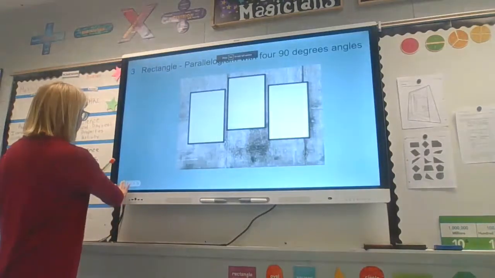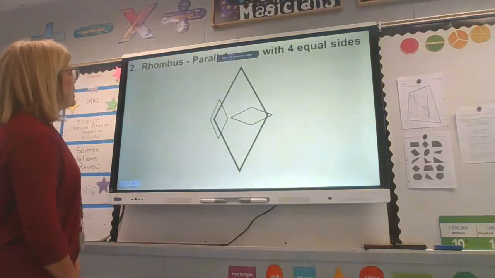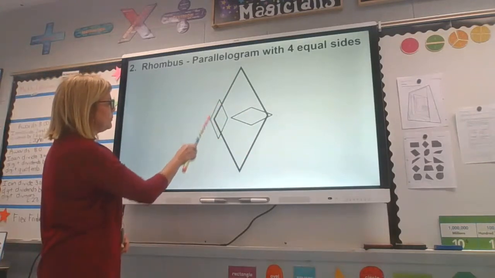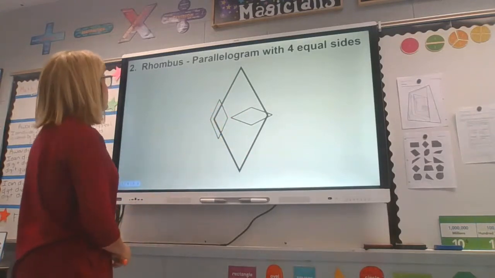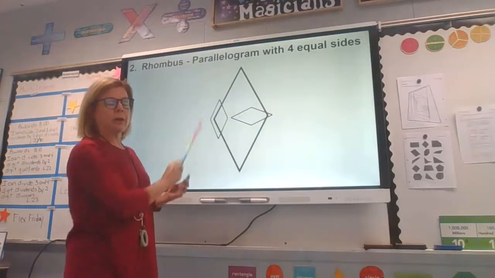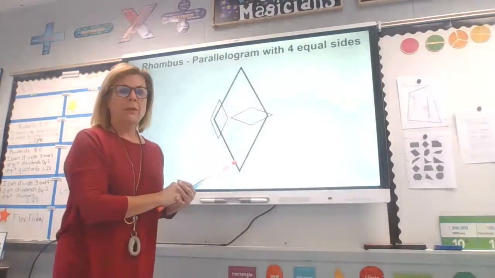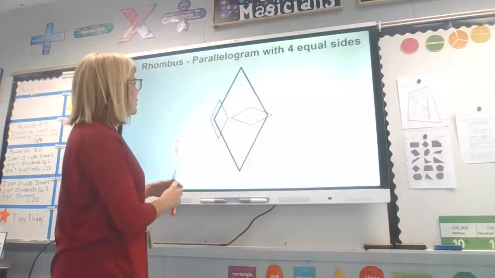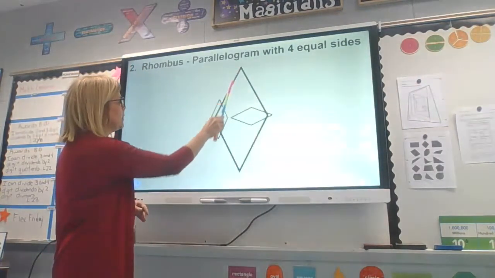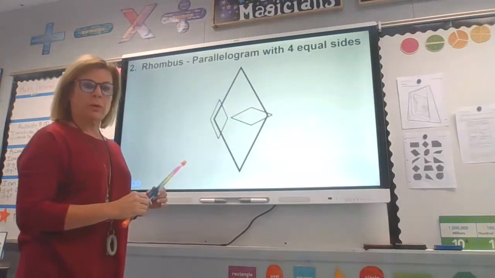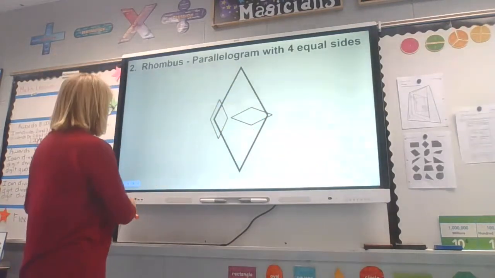The next shape that I want us to go over is the rhombus. These are different images of our rhombus. A rhombus is a parallelogram that has four equal sides. This time we're looking for four equal sides, and it can show you there's one, two, three, four. They are equal in their measurement.